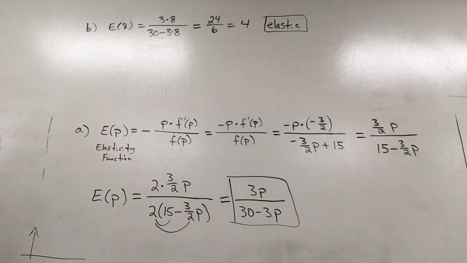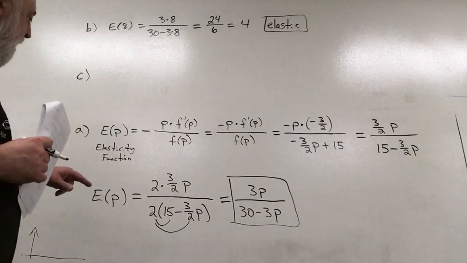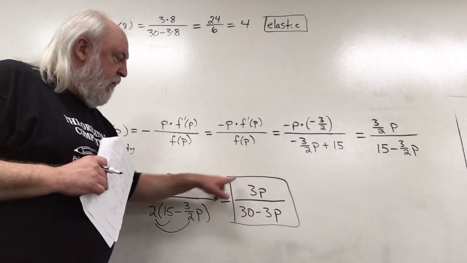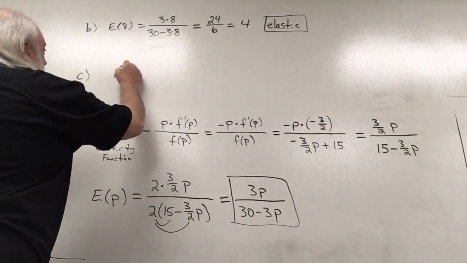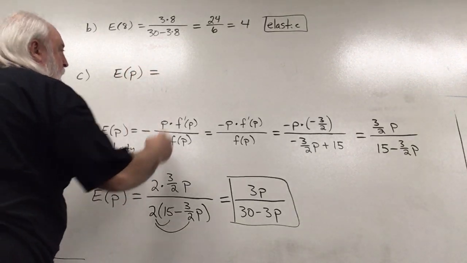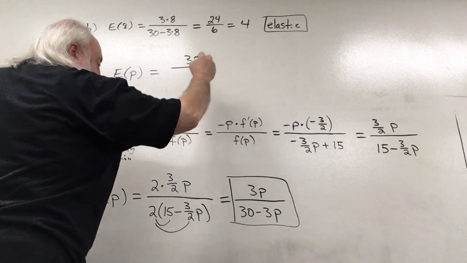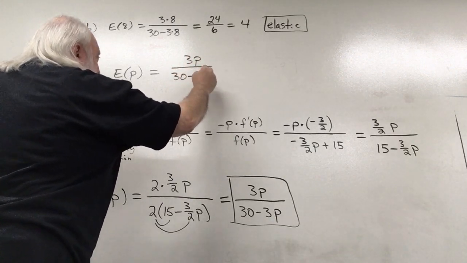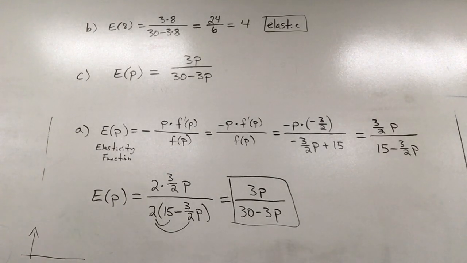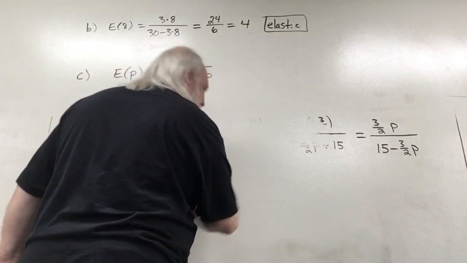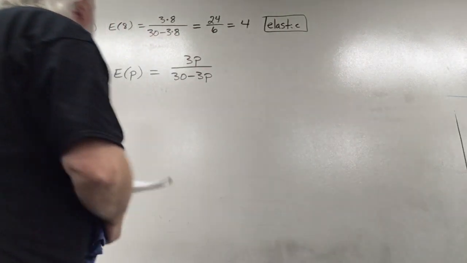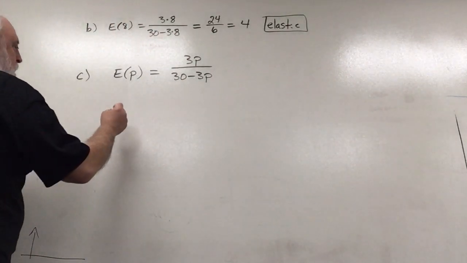In part C, you're asked for what price p is the demand unitary. Well, demand is unitary when the value of this right-hand side is equal to 1. So E of p, our elasticity function, is equal to 3p over 30 minus 3p. So we've got to find the value of p that makes the right-hand side equal to 1. So I'm going to replace E of p on the left with 1.